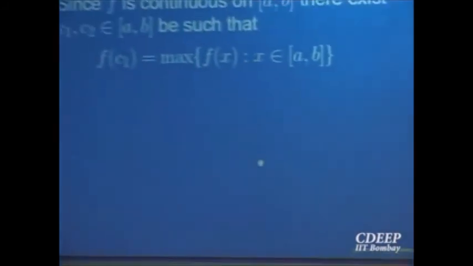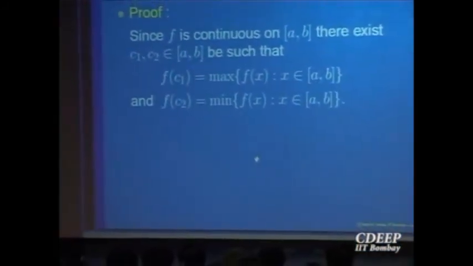In fact, what one says is these are the absolute maximum and absolute minimum of the function. The value at c1 is the largest: f(c1) is greater than or equal to f(x) for all x in [a, b], and similarly f(c2) is less than or equal to f(x). So let us first use that property. f is continuous on [a, b], so there are points c1 and c2 such that f(c1) is the maximum value and f(c2) is the minimum value of the function in that interval.